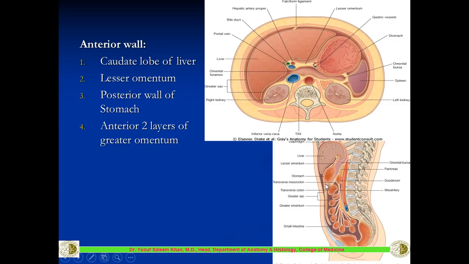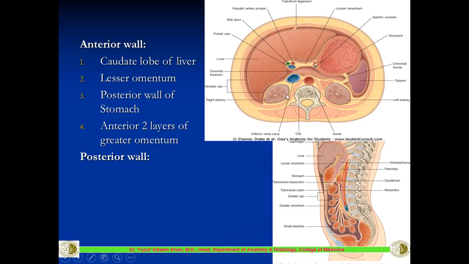If you can see here, this is the greater omentum. The first two layers will be forming the anterior wall, and the posterior third and the fourth layer will form the posterior wall. So in between there is a cavity extending to a certain extent. So this cavity, which is the lesser sac, will extend beyond this, below here, up to here. So a part of the anterior two layers of the greater omentum also form the anterior wall of this lesser sac. The posterior wall, so you can see here, this is the posterior wall here.